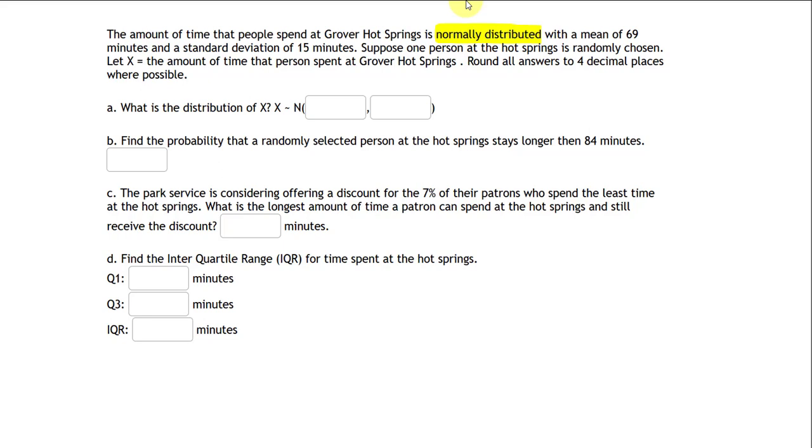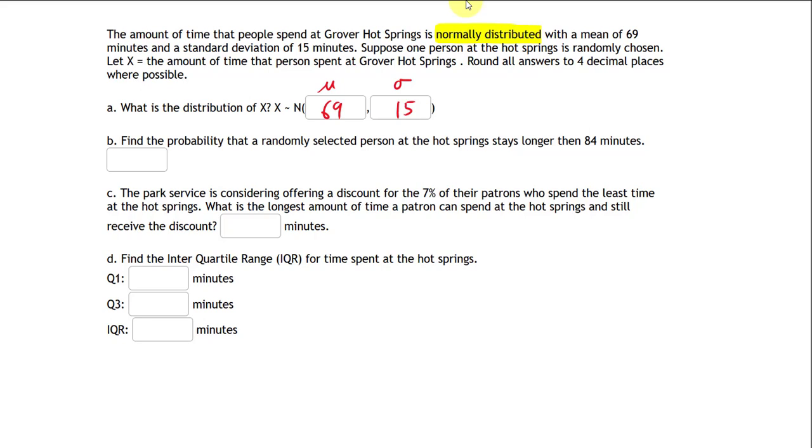So X is a random variable which represents the amount of time that person spends at Rover Hot Springs. And we were told that this is normally distributed. So this is a normal distribution, and the way we write this is we use X and then the normal distribution with the mean. The first spot is the mean and the second spot is the standard deviation. And the mean here is given as 69 minutes and the standard deviation is 15 minutes. Okay, the N stands for the normal distribution.